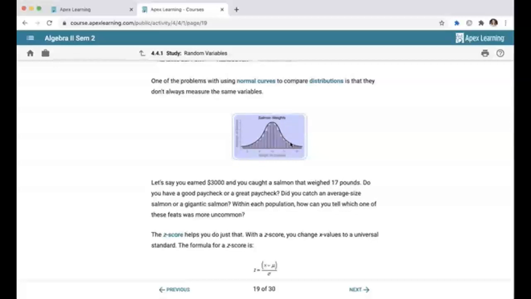Now the question becomes, is it a good or average size salmon, or is it above average? Looking at this, obviously 17 is very far over here, so you would think that looks like a gigantic salmon. But the question becomes, in this middle region, is it average or is it large? Or is it average or is it small? So it's really not in the far regions or the middle point. It's when we have to guess somewhere in between.